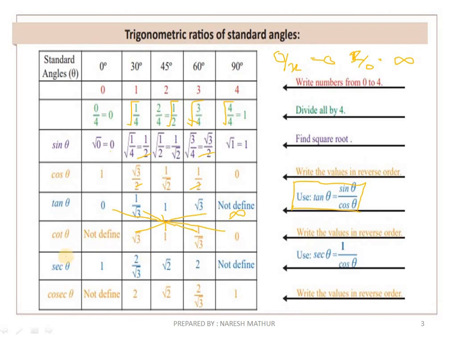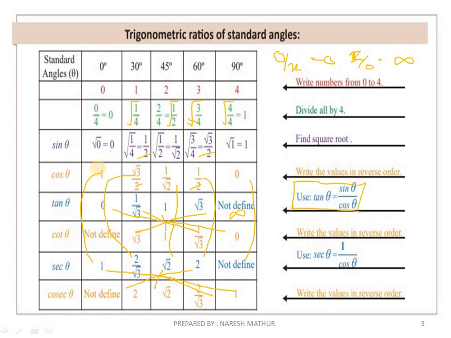Now for finding the value of sec theta, we'll use sec theta equals 1 by cos theta. Just find the reciprocal of the cos values. The reciprocal of 1 is 1. The reciprocal of root 3 by 2 will be 2 by root 3. The reciprocal of 1 by root 2 will be root 2. The reciprocal of half will be 2, and the reciprocal of 0 will be infinite or not defined. Now for finding the values of cosec, we'll write the values of sec in reverse order again. So we'll get the values of cosec.